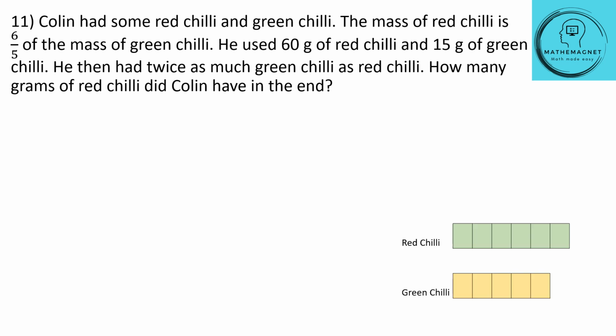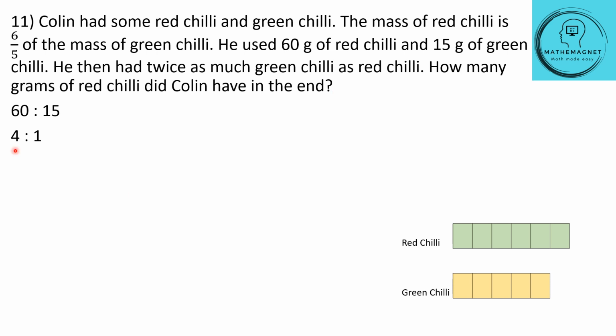So over here we know that the amount of red chilli is 6 units and the amount of green chilli is 5 units. Now over here they have told that he has used 60 grams of red chilli and 15 grams of green chilli. When he did that, he had twice as much green chilli as red chilli. So now 60 is to 15 can be rewritten as 4 is to 1 when you simplify it.